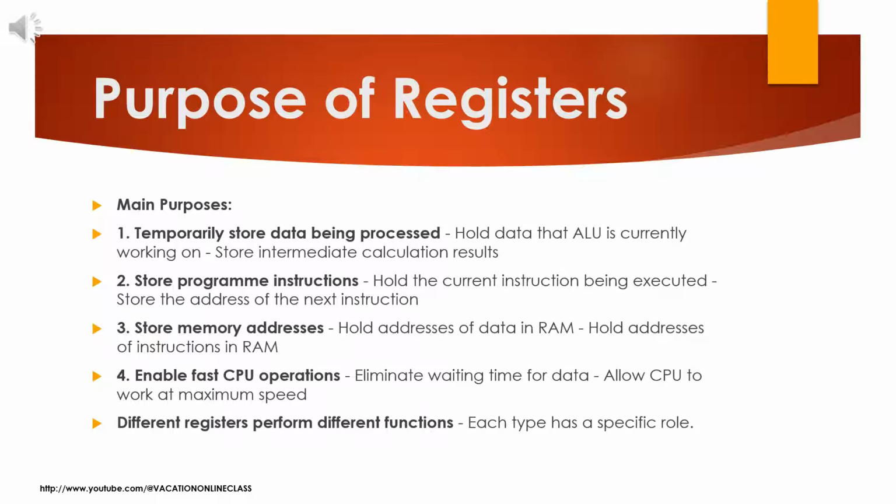Ultimately, all of this serves to enable fast CPU operations. By having everything right at its fingertips, the CPU eliminates the waiting time for data and can work at its maximum possible speed. It is important to note that different registers perform different functions. Each one has a specific role to play in this high-speed process.